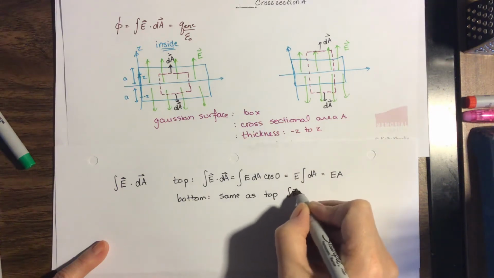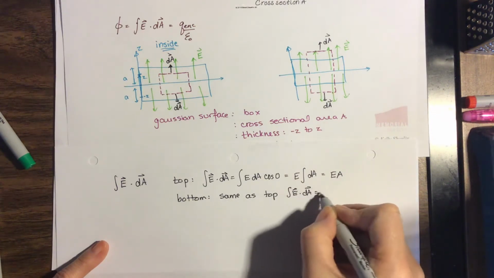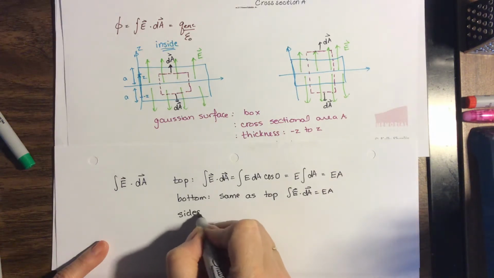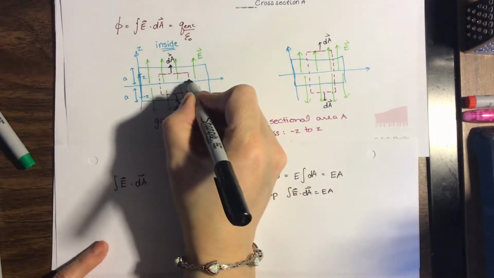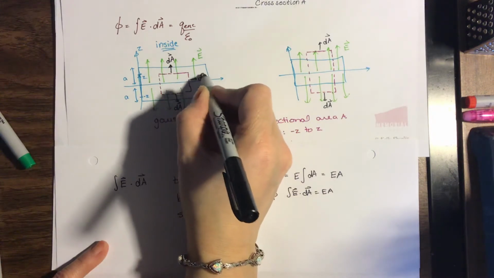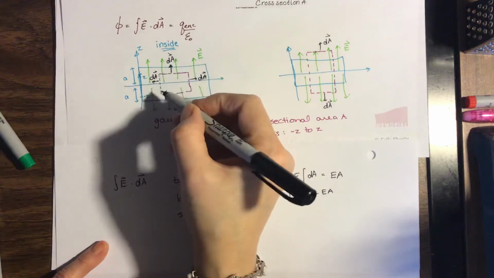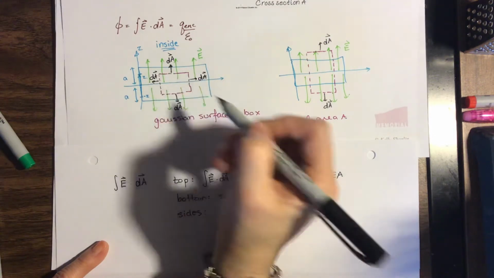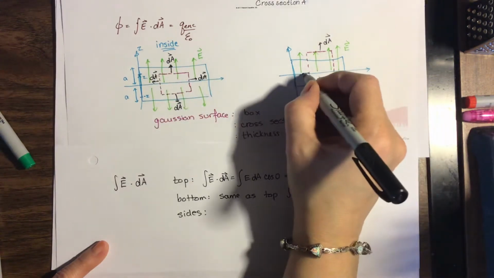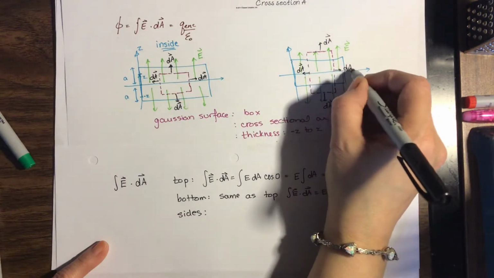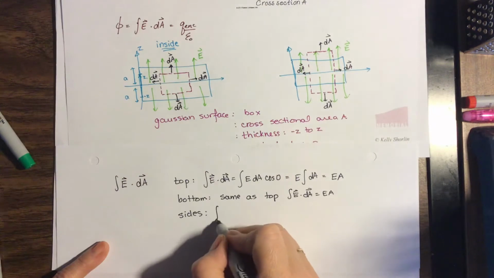Integral of E dot dA equals EA. Okay, the sides. On this side, the area vector points to the right. This side, it points to the left. The front points straight out towards me, back points back away from me. So all of those dA vectors on the sides are perpendicular to the electric field.